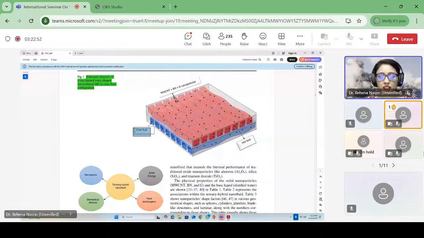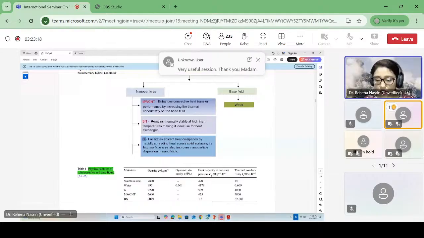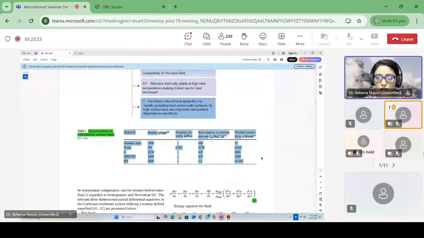And the nanoparticles we use are multi-wall carbon nanotube, boron nitride, and graphene, three nanoparticles, and the base fluid is water. Also, the physical features of solid particle and base fluid. These are the properties of solid and base fluid, and the equations we can consider. The equations are like this.